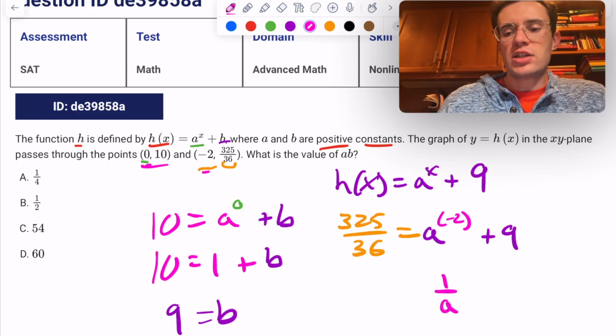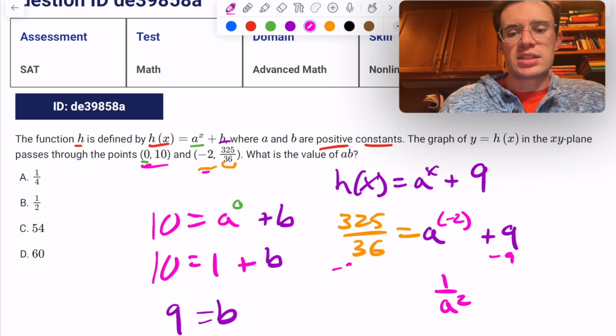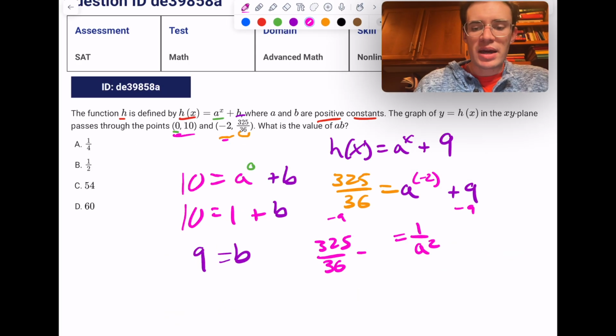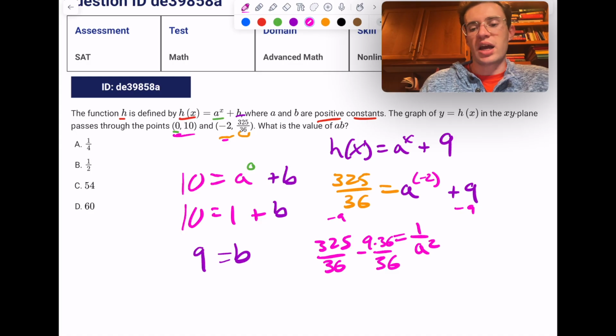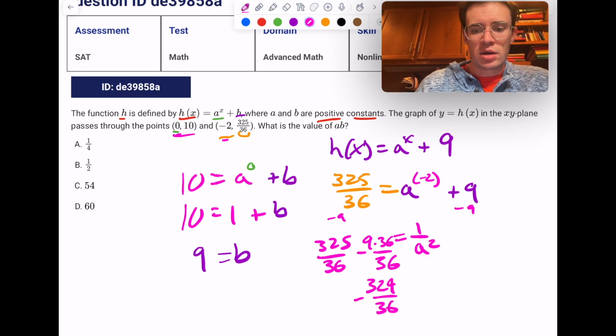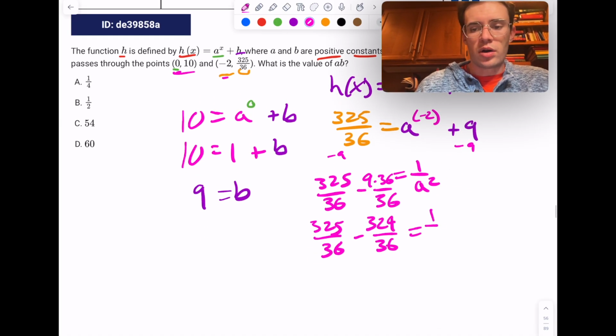So we get 1 over a squared, and then I'm going to subtract 9 from both sides to get the a term alone. And that gives us 325 over 36 minus 9 times 36 over 36, like that. Right, you're subtracting 9. I'm giving it a common denominator there. And that'd be, let's see, 9 times 30 would be 270. 9 times 6 would be 54. So 270 plus 54 would be 324. So we get 324 over 36 being subtracted from 325 over 36. And that's equal to 1 over a squared.